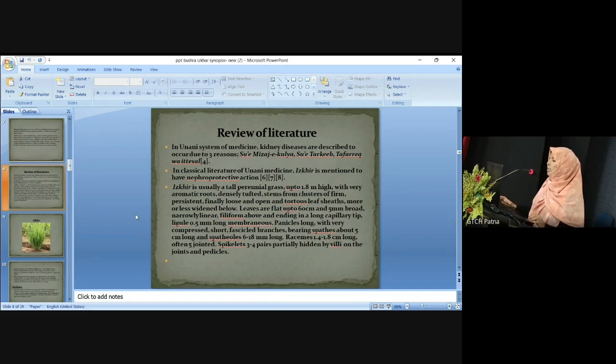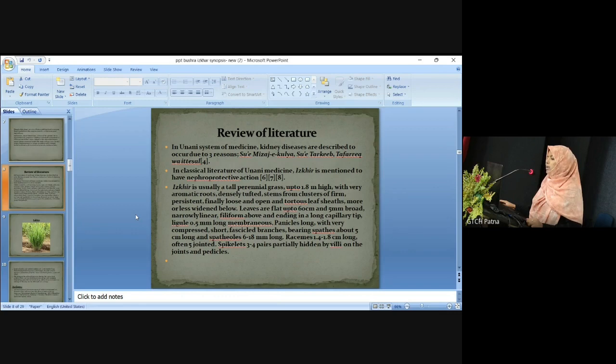So in the review of literature, I have mentioned that in the Yunani system of medicine, kidney diseases are described to occur due to three main reasons. First, we all know, is suwe mizaj kulliya, then suwe tarkib, and tafarruq ittisal. In classical Yunani literature, Izkhar is mentioned to have nephroprotective action. In many books like Zafira Khwarizm Shahi and Al-Qanun, they have mentioned that Izkhar has a nephroprotective effect. So that's why I'm choosing this drug for my study.